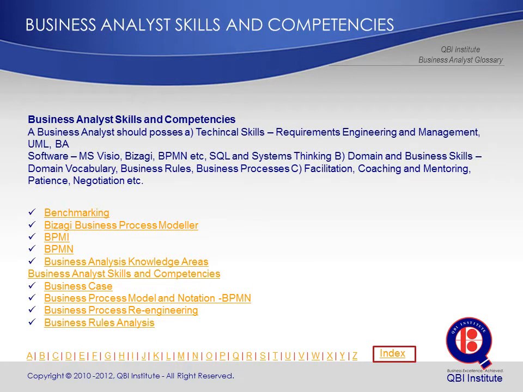Business Analyst Skills and Competencies. A business analyst should possess: A. Technical skills: requirement engineering and management, UML, BA software such as MS Visio, Bizagi, BPMN, etc., SQL and system thinking. B. Domain and business skills: domain vocabulary, business rules, business processes. C. Facilitation, coaching and mentoring, patience, negotiation, etc.